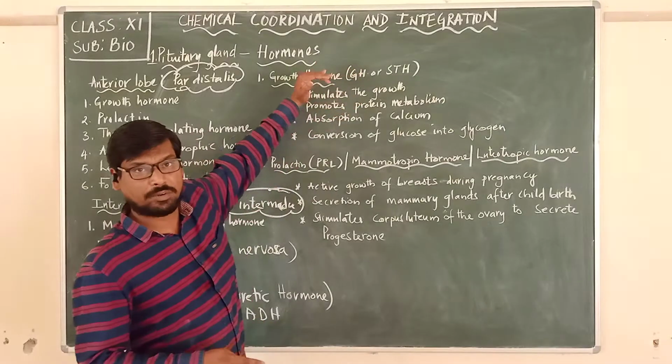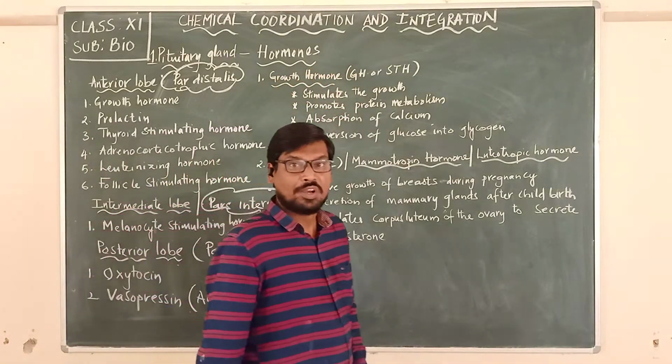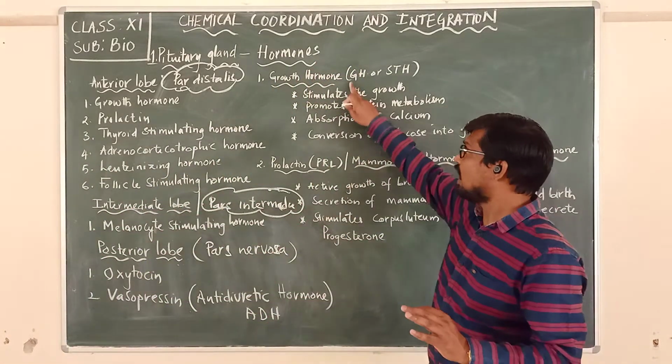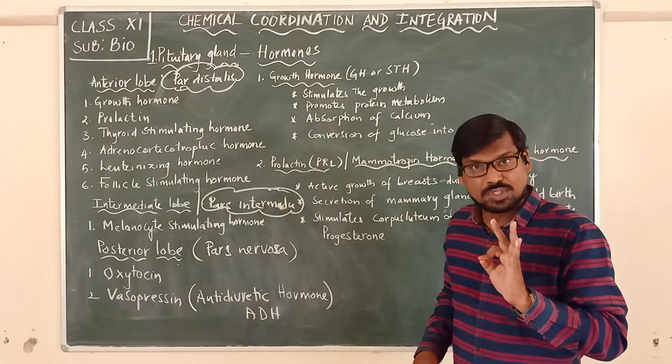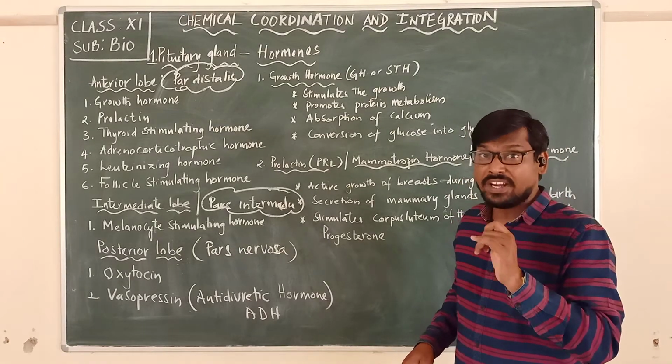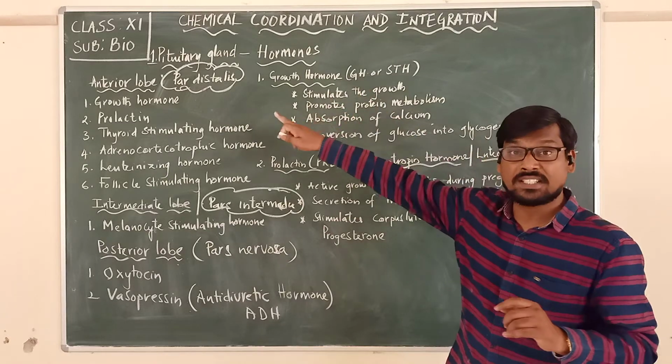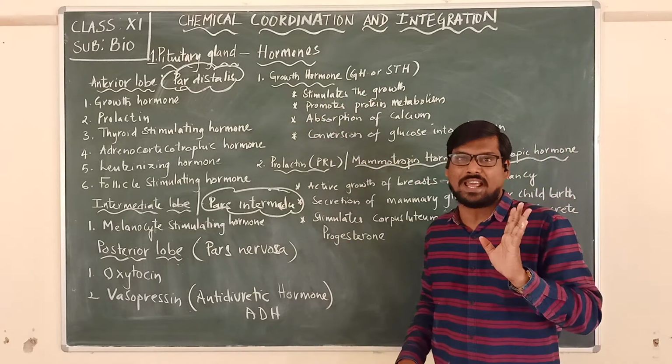Now see the first one, growth hormone. Growth hormone is produced in the pituitary gland. Where is it produced in the pituitary gland? It is in the anterior lobe of the pituitary gland.